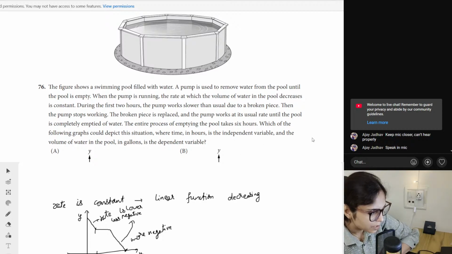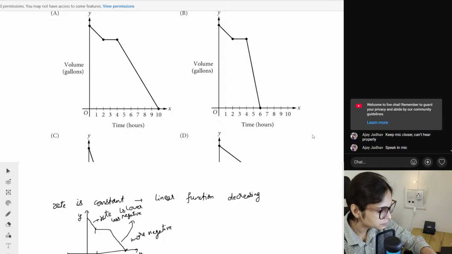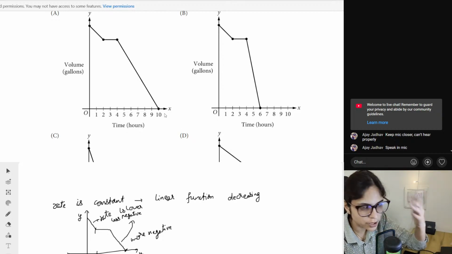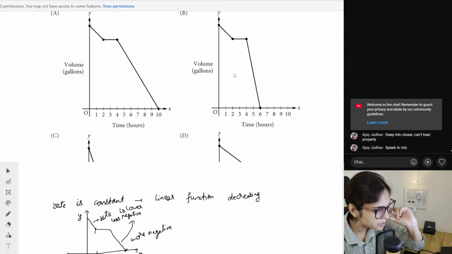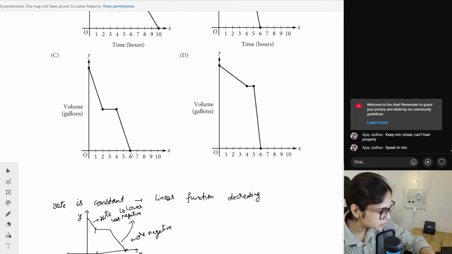So time in hours is the independent variable, and the volume of water in the pool in gallons is the dependent variable. So now let's look at the options. In the first option, it is taking 10 hours to empty, so option A is wrong. Option B, it is taking 6 hours, and it was working until 2 hours, so option B might work. Option C, it is taking 6 hours. It is working for 2 hours.